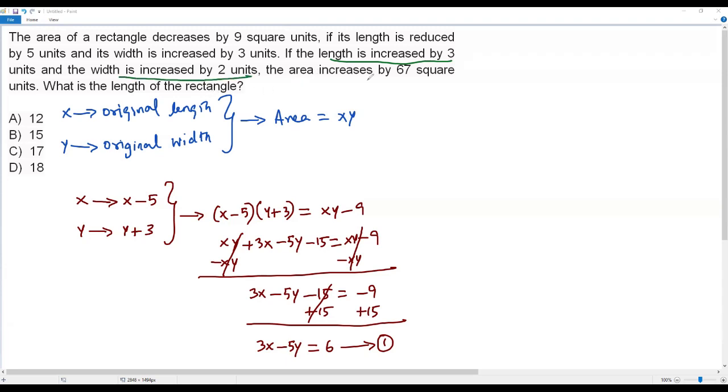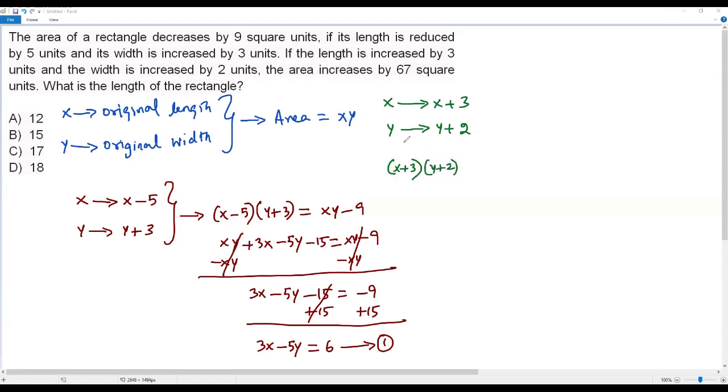In that case, the area increases by 67 square units. Okay, now the original length x is increased by 3 units and this x will become x positive 3, and the original width y is increased by 2 units and the original width will become y positive 2. In that case, the area of the rectangle is the new length x positive 3 and the new width y positive 2. So this is the new area.